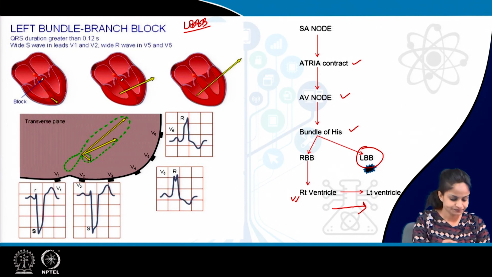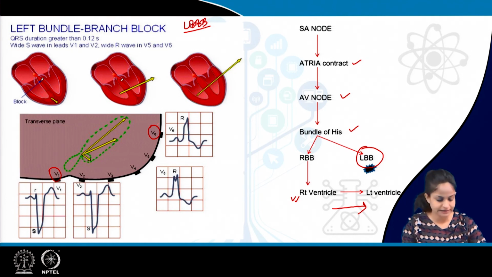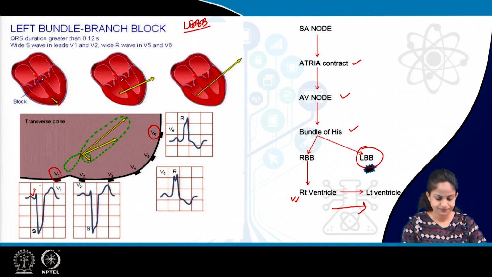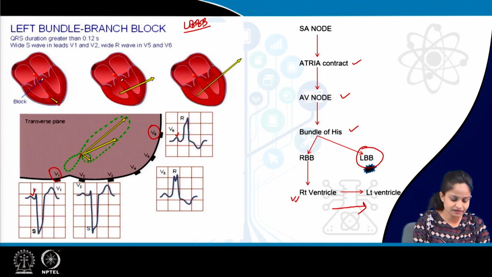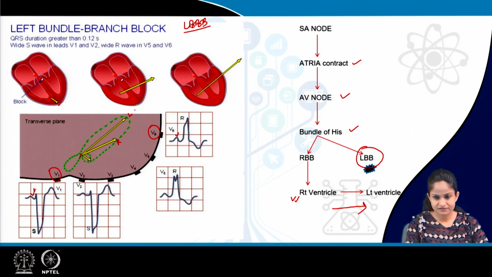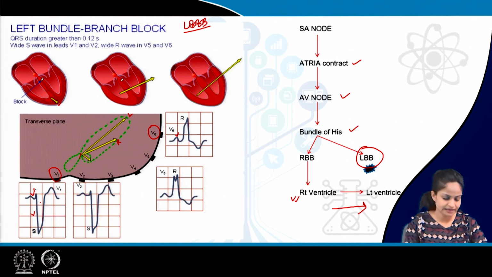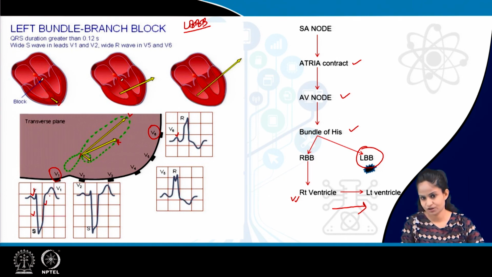So, here we can see this is V1 and this is V6; V2 and V5 you can also take. In V1 and V6 these are the vectors we are getting. Initially this is the septal vector, with a positive deflection in one lead and a negative deflection in the other. Then this is the ventricular depolarization of the right ventricle and this is the ventricular depolarization of the left ventricle. So, in left bundle branch block, right ventricle depolarization is away, a negative deflection, and then left ventricular depolarization is the positive deflection.